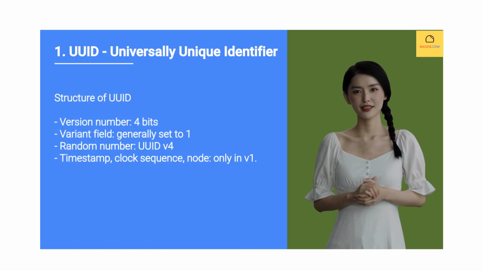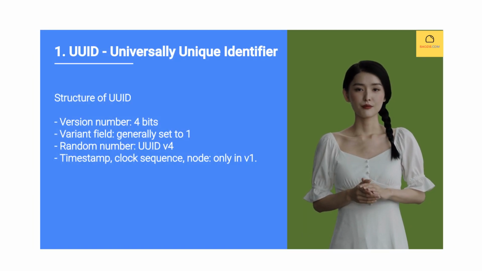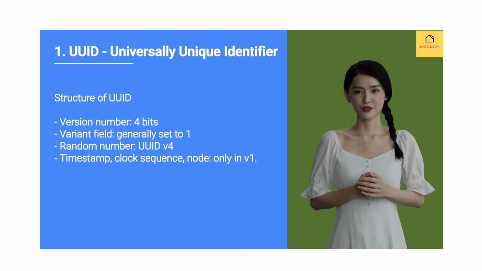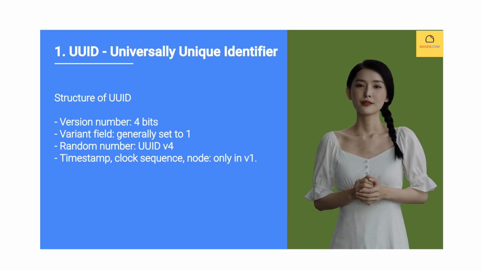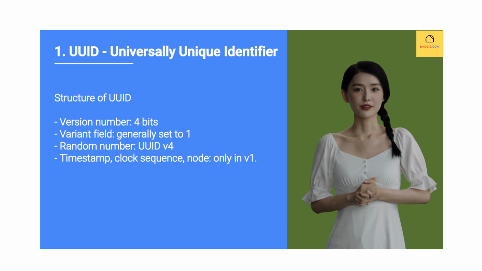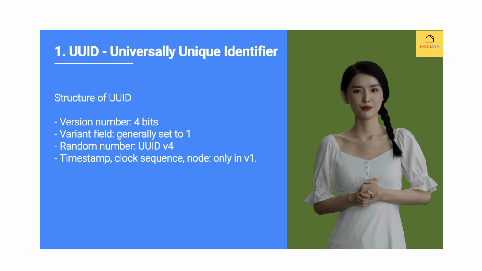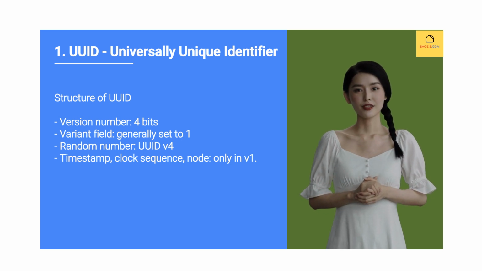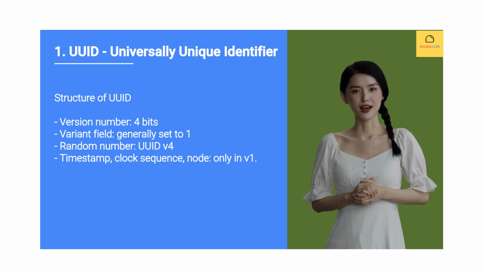A UUID is a 128-bit identifier widely used in distributed systems. UUIDs have 5 different versions, and version 4, UUID v4, is the most common one. A UUID consists of a version number, a variant field, a random number, and possibly a timestamp, clock sequence, and a node. Note that UUID v4 relies entirely on random numbers.